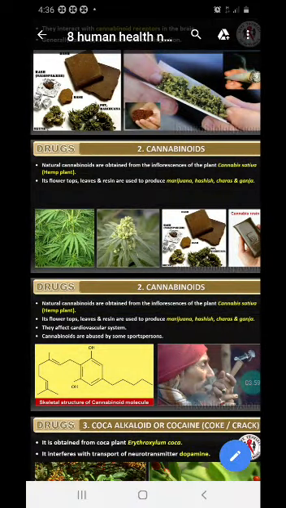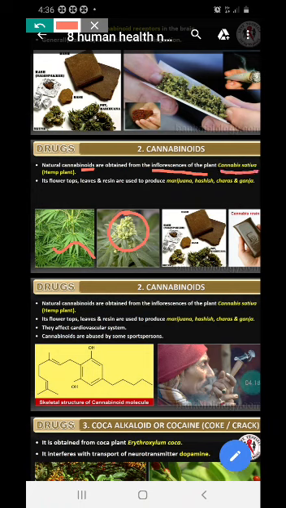Do you know from which plant we get cannabinoids? Yeah, it is obtained from the hemp plant, whose inflorescence is shown here. The hemp plant is Cannabis sativa. What is the botanical name? Cannabis sativa. Okay. Now its flowers, that is the inflorescence, its leaves and resins are all used to produce different products like marijuana, hashish, charas and ganja. These are the different products obtained from the hemp plant.